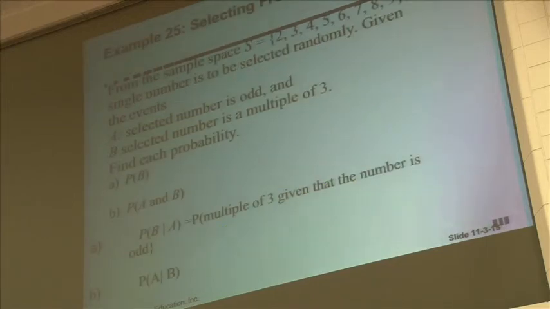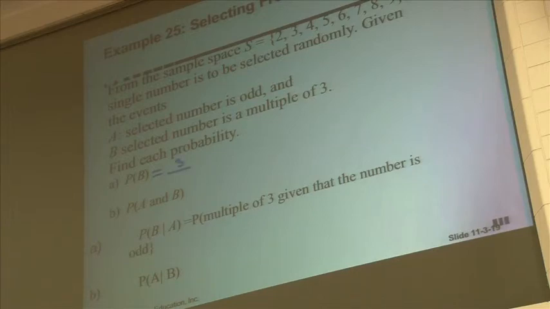We have a sample space, 2, 3, 4, 5, 6, 7, 8, 9. A single number is chosen at random, and we have the two events. Part A, selected number is odd, and part B, the selected number is a multiple of 3. All right, so this kind of builds up towards the last bit. What's the probability of drawing a multiple of 3 from that sample set? Yep, there are 3 numbers that are multiples of 3: 3, 6, and 9.